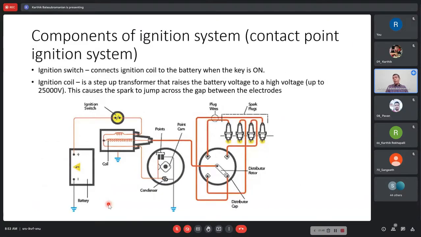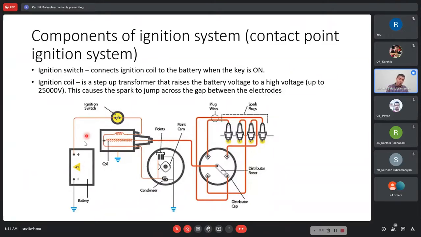If you look at an ignition system, I hope the diagram is visible to you all. Are you able to see the diagram? Yes, sir. So these are the components of the ignition system. This is called a contact point ignition system. There are different ignition systems, but mostly they are contact point ignition systems. You have an ignition switch, it's this one. This is the part where we insert the key, whether it is a two wheeler or four wheeler, and we turn on the ignition.